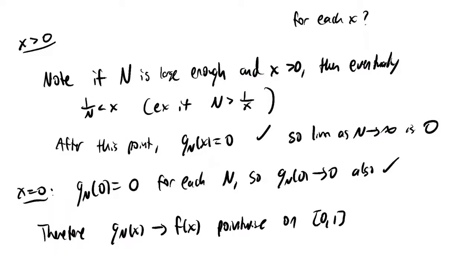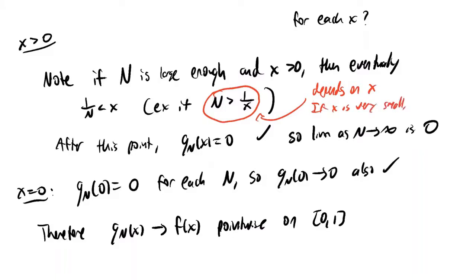Notice, however, that when we did this limit calculation, we required something that depended on x. So in particular, if x is very small, then the rate of convergence increases.